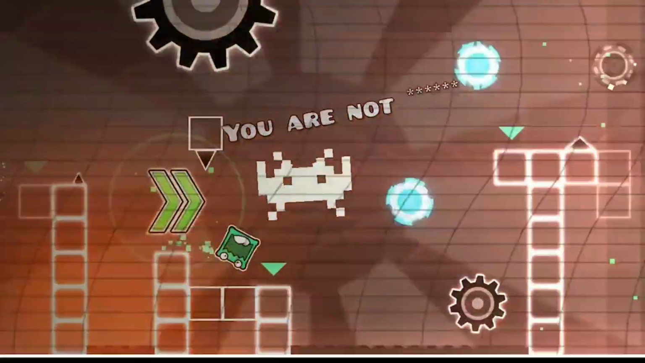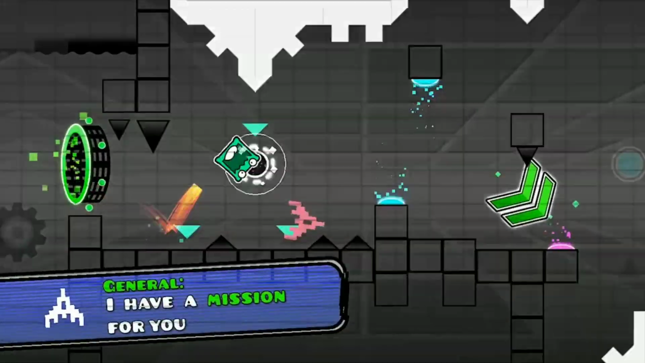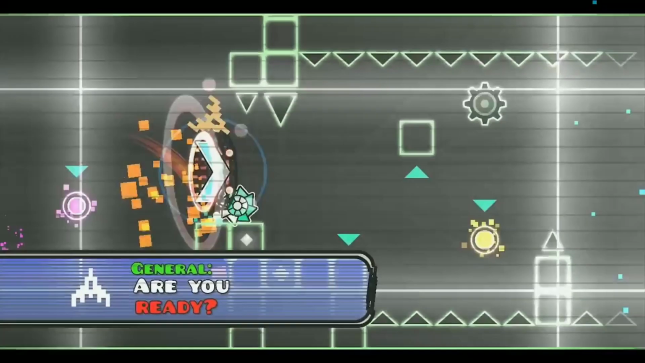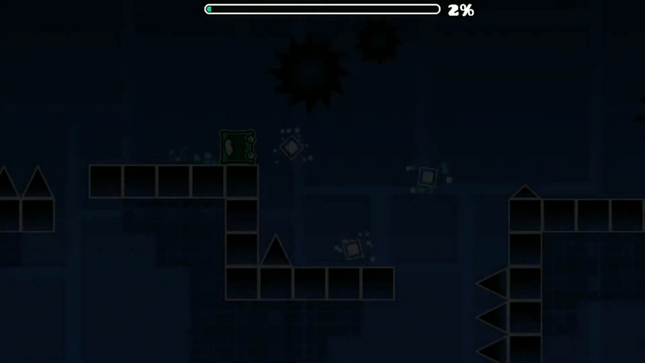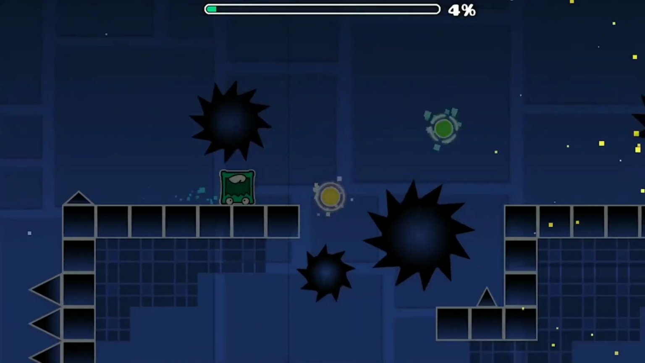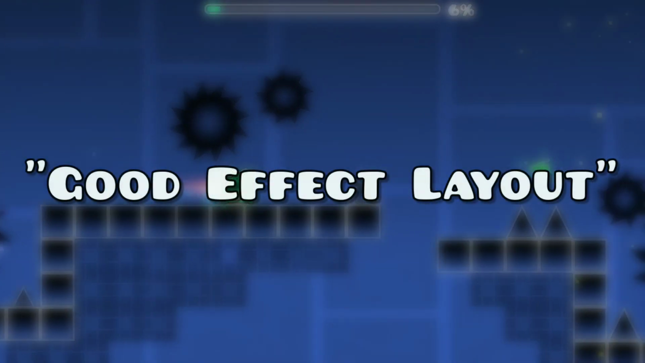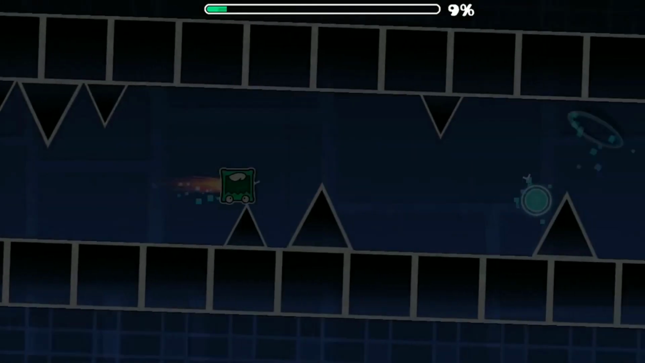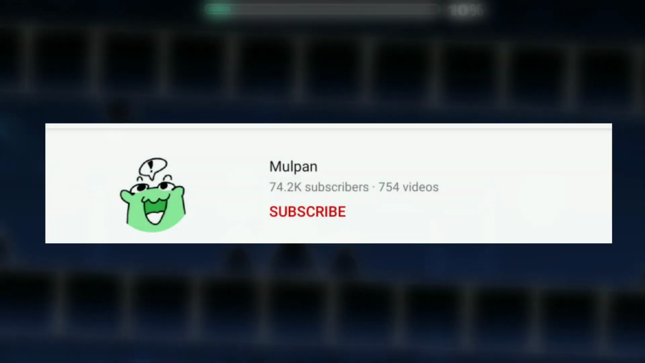You may think by now that this isn't much of a problem, as it's just people making a layout. At least they aren't getting much attention and not getting it rated. Well, here's where my biggest problem arises. You see, if you make a so-called good effect layout, you have an extremely high chance of getting featured on a big channel. The main creator doing this is Mulpan.